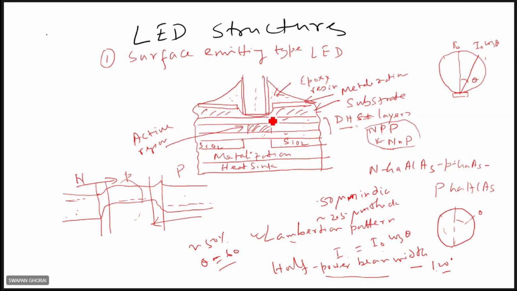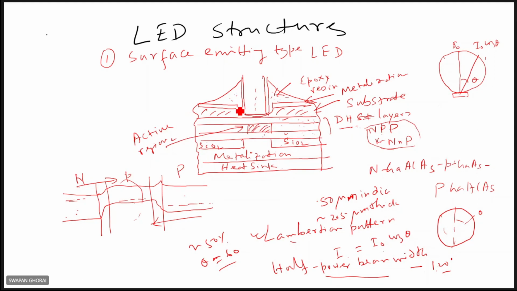How many layers are there? You see it here, these three layers, the DH layers. It can be NPP, capital N, small p, capital P. These are the three layers, and the middle layer is the active region. You see it mentioned here.